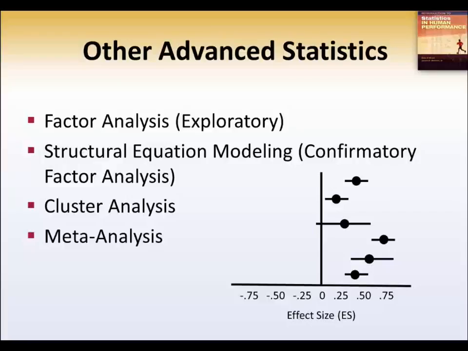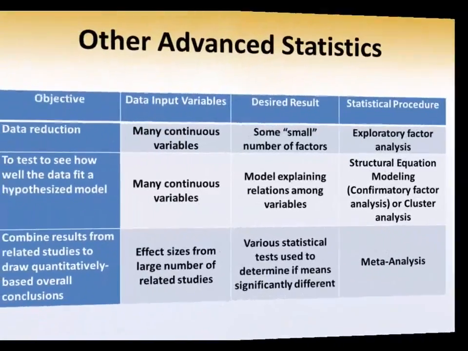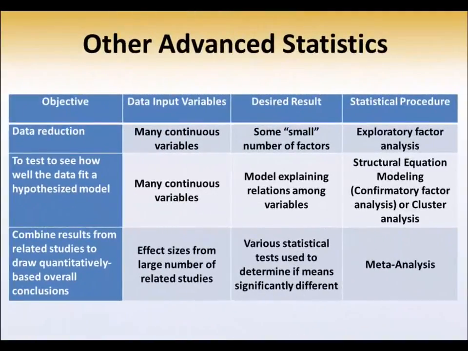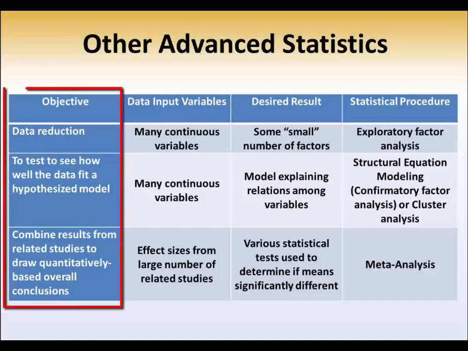and then determining what's the overall summary, what's the overall conclusion about the relationship between physical activity and blood pressure based upon this quantitative analysis of a multitude of studies that are investigating the same independent and dependent variables. On this slide, we summarize what we've previously said. Basically, the objective of these advanced statistics are either data reduction, to see how well the data fit a hypothesized model, or to combine results from related studies to draw an overall conclusion.